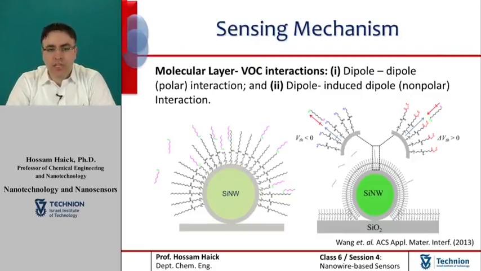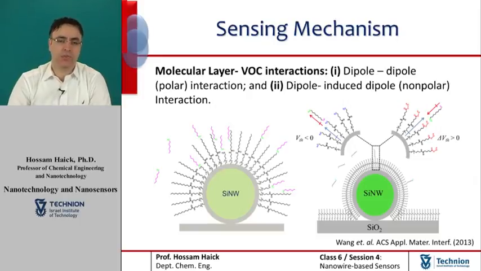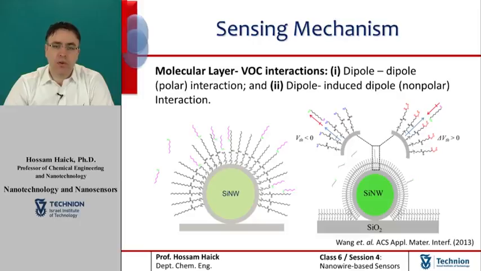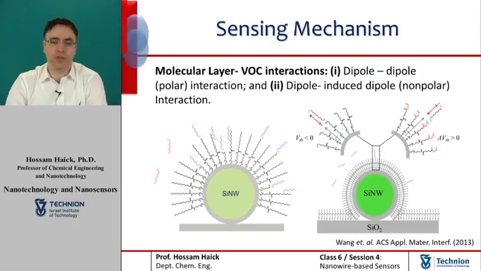All in all, the interaction between the molecular layers and the volatile organic compounds can be classified into three main scenarios. The first scenario is that the dipole-dipole interaction between the molecular layer and the polar VOCs is established. Secondly, induced dipole-dipole interaction between the molecular layers and the nonpolar VOCs. And finally, molecular layer tilt as a result of the volatile organic compound diffusion.